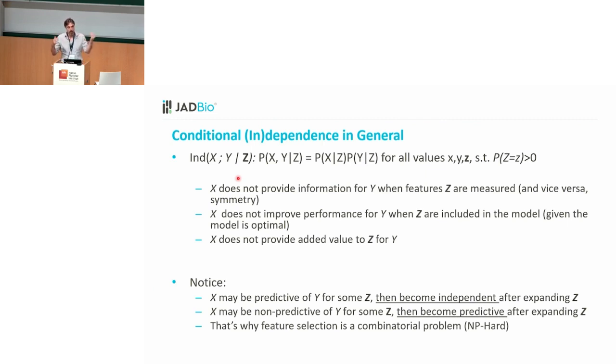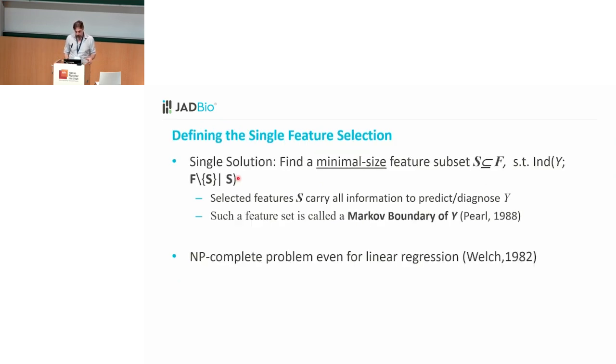And what can happen, some weird statistical phenomena, is that you have selected some features, X doesn't give you additional information, you select more features, now X becomes dependent, gives you more information, then you select more features, now it becomes independent. So it creates a combinatorial problem that, in the worst case, is NP-hard. So defining the feature selection concept mathematically, we're looking for a minimal size subset that renders all other features jointly independent of your target, given the selections you have made.